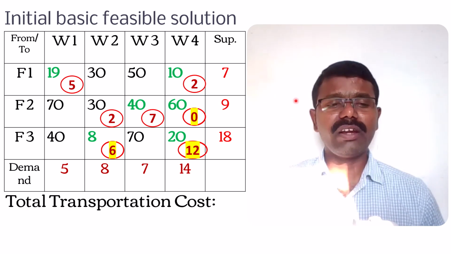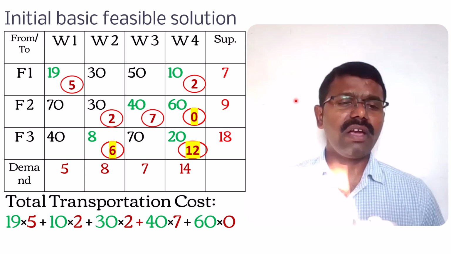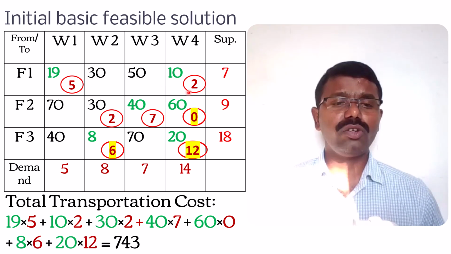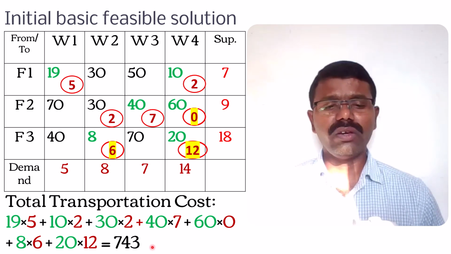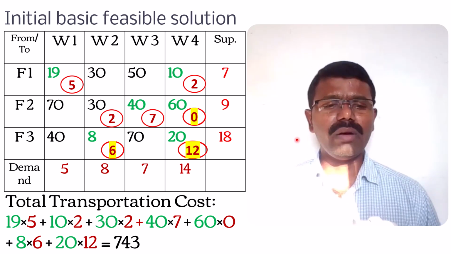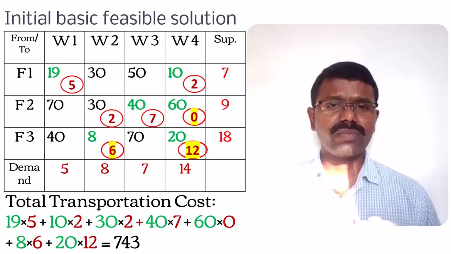Now how to calculate the transportation cost? The transportation cost is equal to 19 into 5 plus 10 into 2 plus 30 into 2 plus 40 into 7 plus 0, 8 plus 6 plus 20 plus 12. So it will be 743 cost. Compared with the previous problem, this is giving less cost.